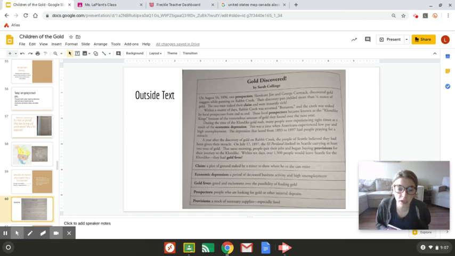Prospectors are people who are looking for gold or other mineral deposits. Claim, a plot of ground staked by a miner to show where he or she can mine. So they kind of claimed a territory, almost like people do when they shovel out a spot for their car in the snow. They put a chair or a cone there so that no one else can go there. That's what they were doing during the gold rush. Provisions, we talked about this word before our unplanned break, that provisions are a stock of necessary supplies that you need to survive, especially food.